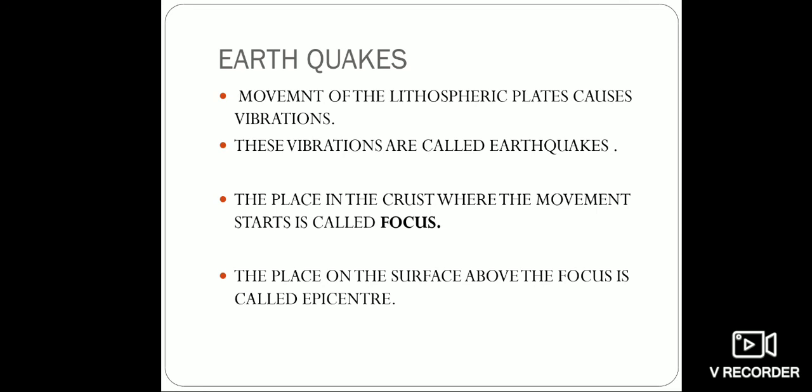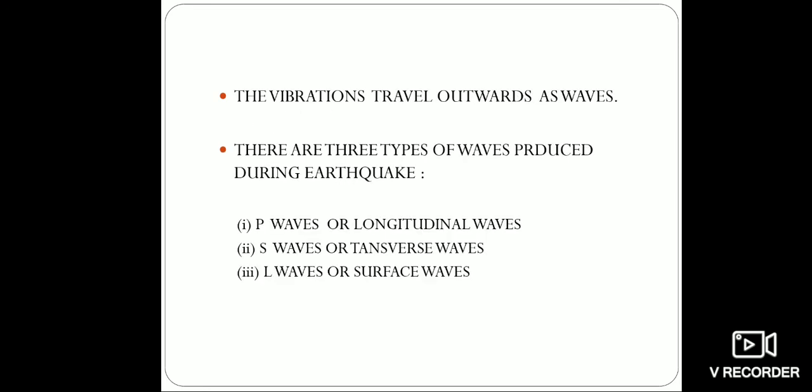Whenever an earthquake occurs, the place in the crust where the movement starts first is called the focus. And the place on the Earth's surface above the focus is called the epicenter. The epicenter is the place where the vibrations appear for the very first time. The vibrations produced during the earthquake travel outwards as waves, and the waves generated during an earthquake are of three types: P waves, S waves, and L waves.